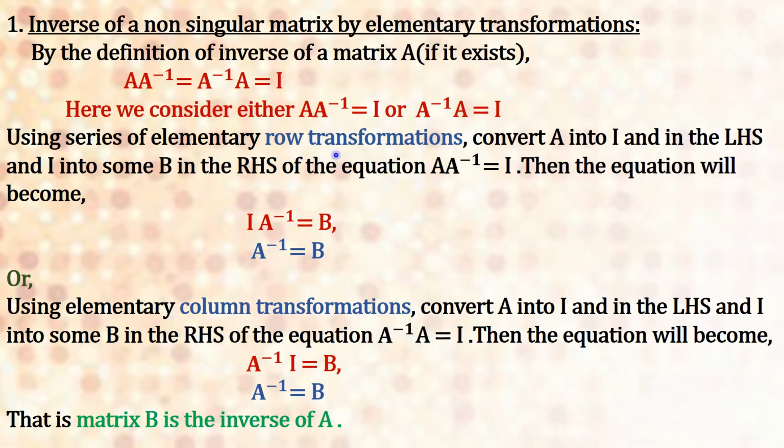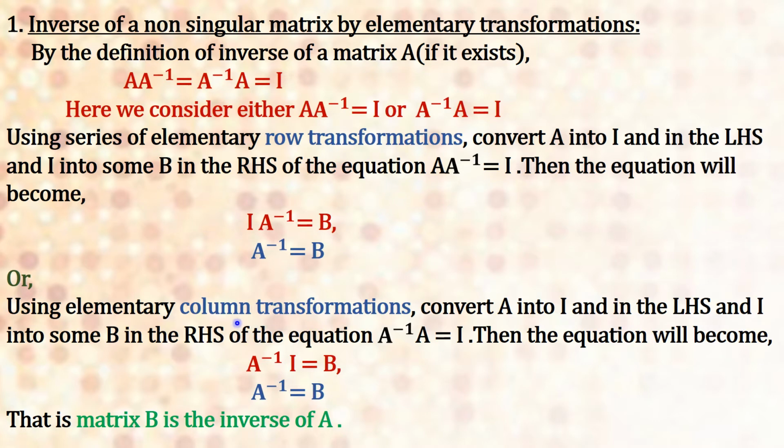Now, when you apply the row transformations, our aim is to convert this A into I. So, to get I in place of A, we apply certain row transformations step by step. At the same time, the right hand side matrix I also will be changed and it will form a new matrix which is B. Now, left hand side I into A inverse is equal to A inverse only, which is equal to B. That means the new matrix obtained in the right hand side will be the inverse of the matrix A. That is about row transformation.